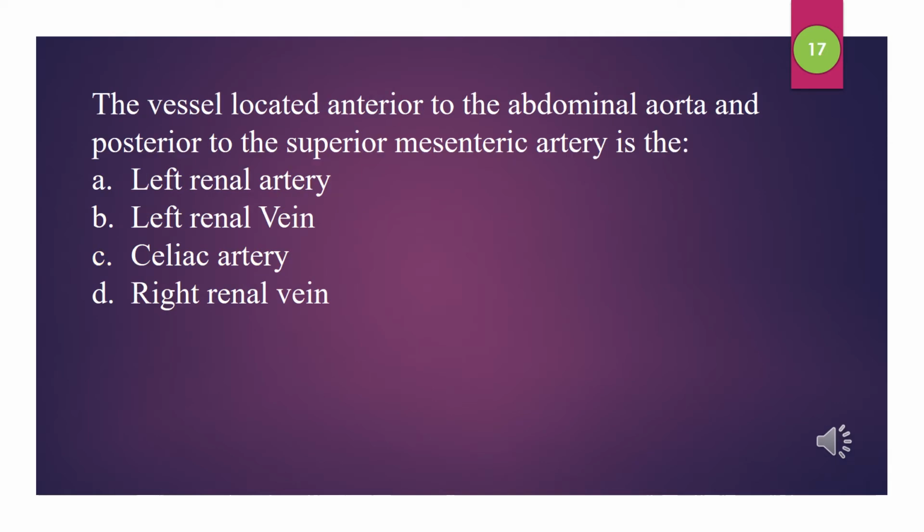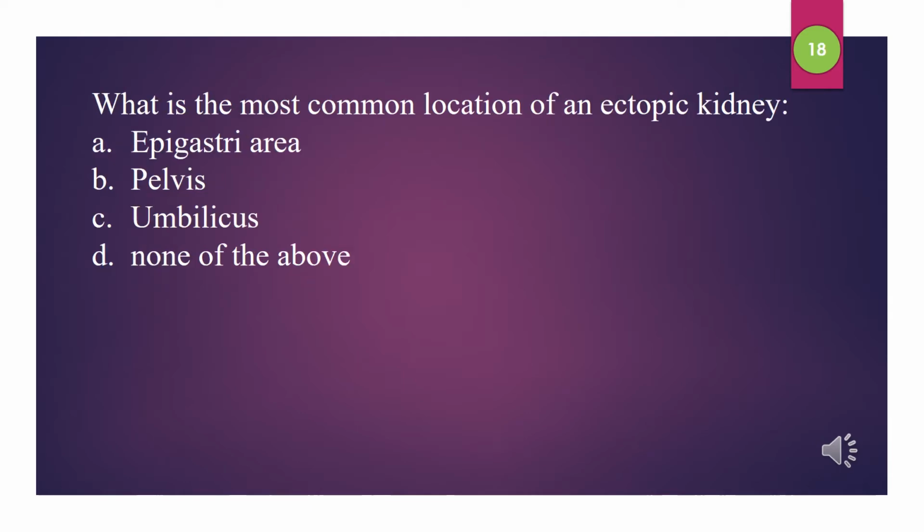The vessel located anterior to the abdominal aorta and posterior to the superior mesenteric artery is the A. Left renal artery. B. Left renal vein. C. Celiac artery. D. Right renal vein. The answer is B. Left renal vein. What is the most common location of an ectopic kidney? A. Epigastric area. B. Pelvis. C. Umbilicus. D. None of the above. The answer is B. Pelvis.